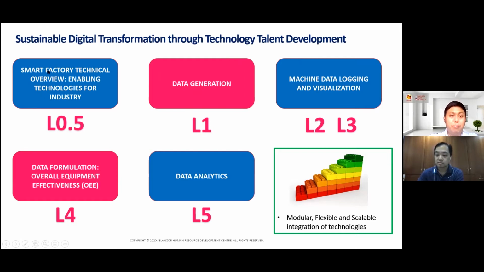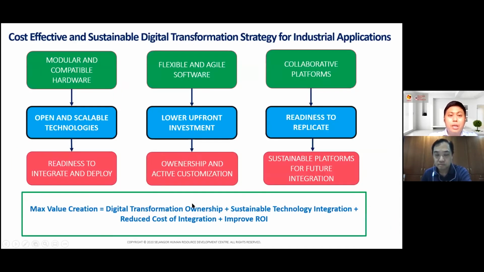Level 0.5 is actually more for the management level and the level of engineering managers to look into what technologies are there to support their Industry 4.0 applications. Then you look into more technical programs like level 1 for data generation, level 2 and 3, which are machine data logging and visualization, level 4, which is OEE, and then level 5, which is data analytics.